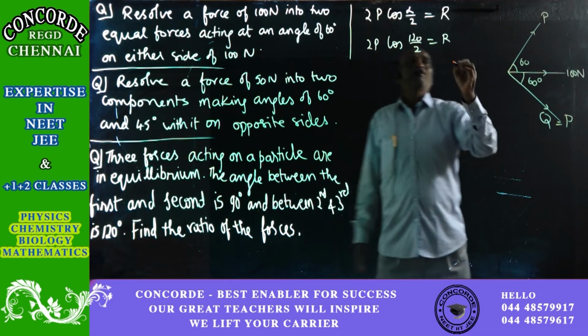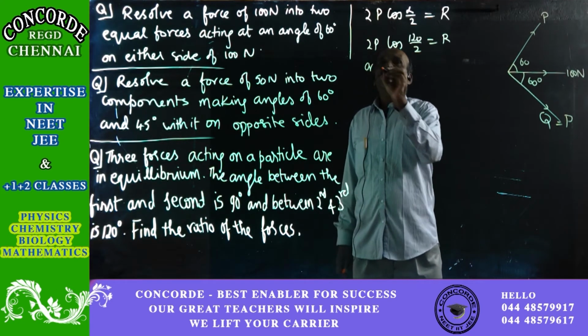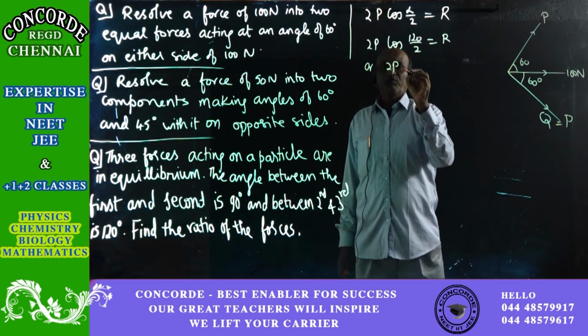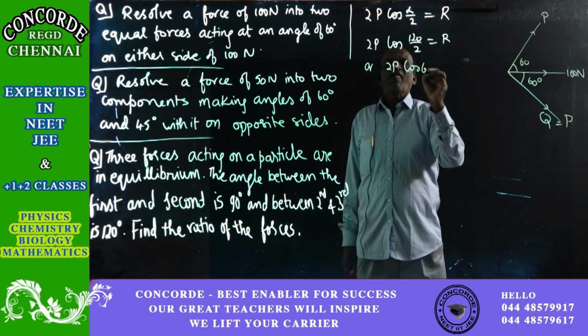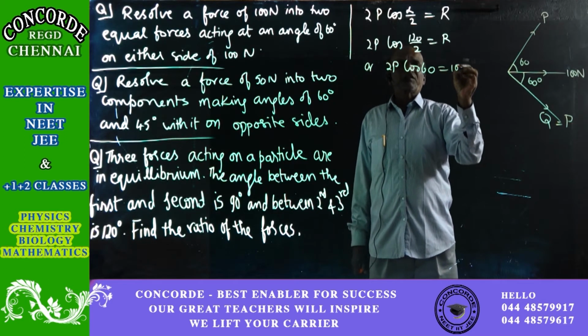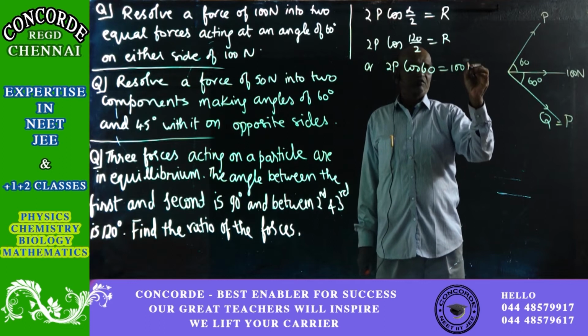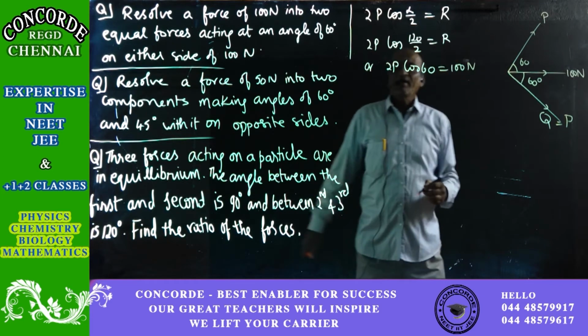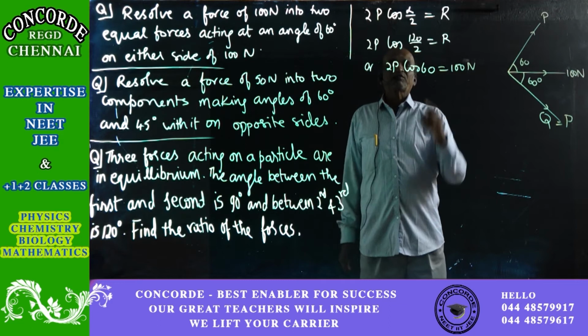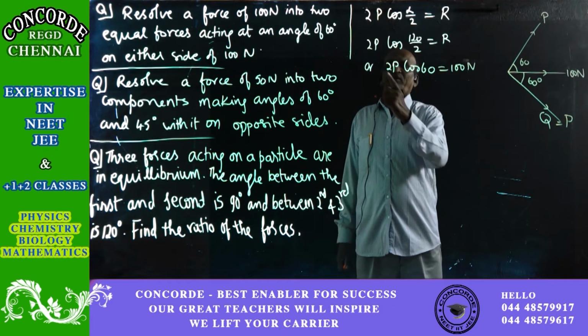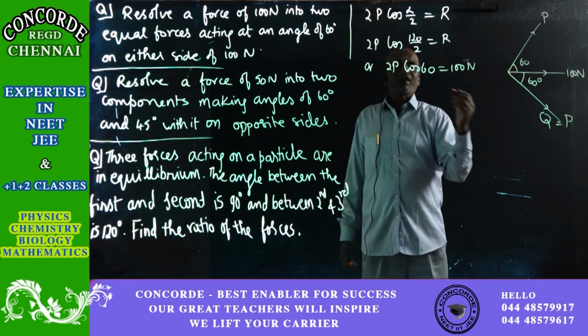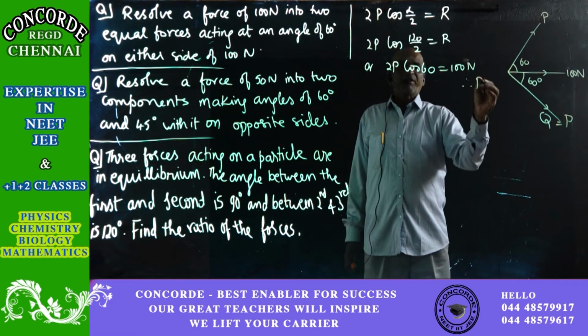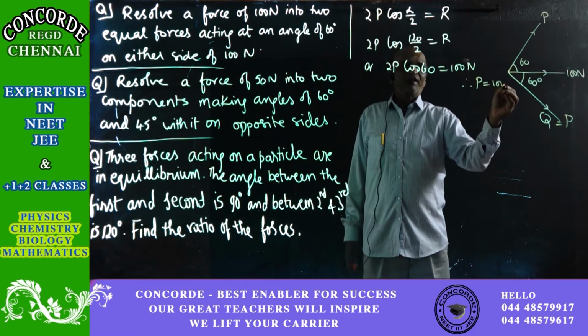Or we will get 2P into cos 60 is equal to R, which is equal to 100 newtons. And then cos 60 is half, 1 by 2 multiplied by 2 cancels, so straight away you will get P also equal to 100 newtons.